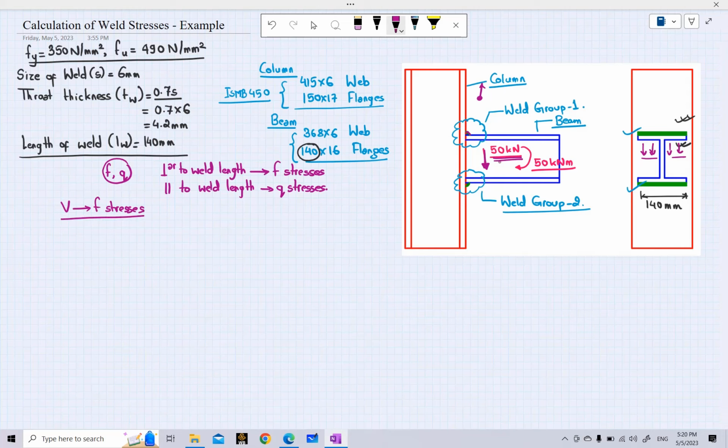Similarly, in the case of this moment that we have, a moment of 50 kilonewton meter, we can resolve this moment into a tension compression couple. So this tension is acting in the upper flange of the beam, and this compression is acting in the lower flange of the beam. And the distance between this tension compression couple we can represent as capital H, which is known as the lever arm.